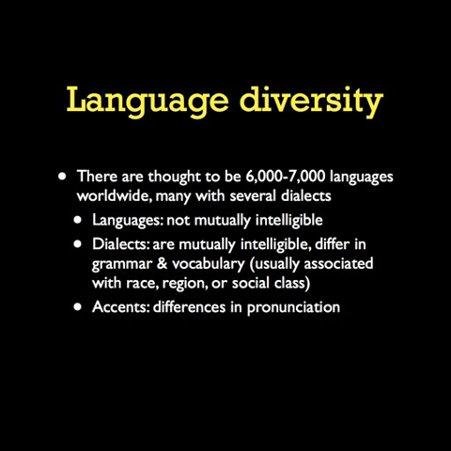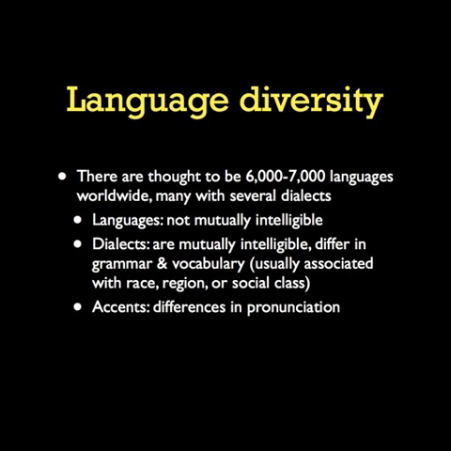All right, so it turns out there are between 6,000 and 7,000 different languages in the world, many with several dialects. And the difference between a language and a dialect is that dialects are mutually intelligible, whereas languages are not. Dialects differ from one another in grammar and vocabulary. It's usually associated with either socioeconomic status or location. So different parts of the country, for example, will have different dialects.